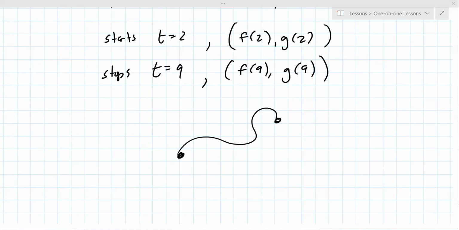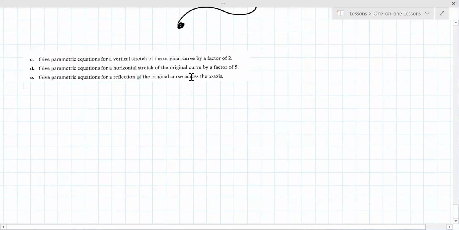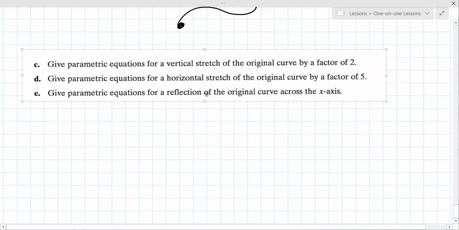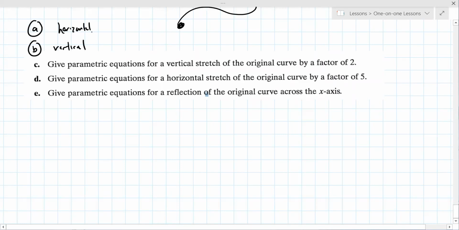Okay, I'm going to skip over B and go to C, because C, D, and E are all somewhat related. These are just transformations to think about. There are shifts. We'll just call B a vertical, and we'll call A a horizontal. So let's just say x is equal to f of t and y is equal to g of t.